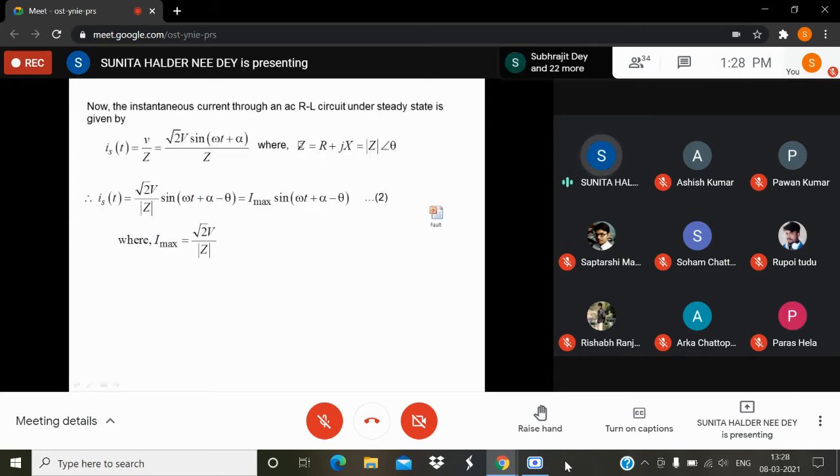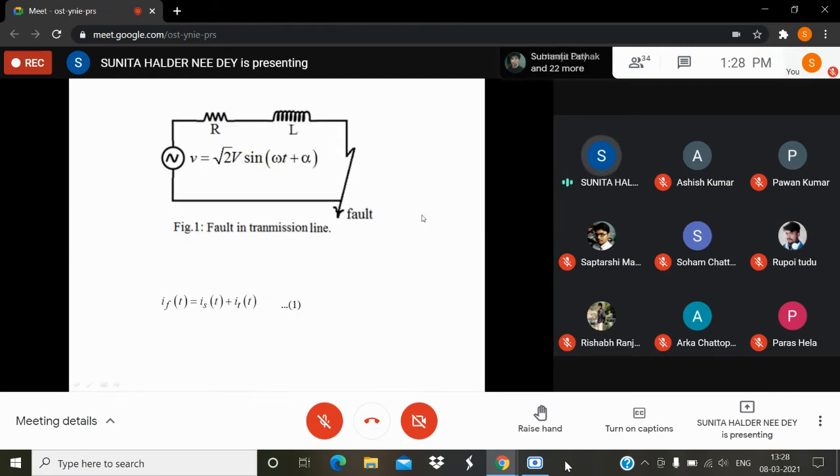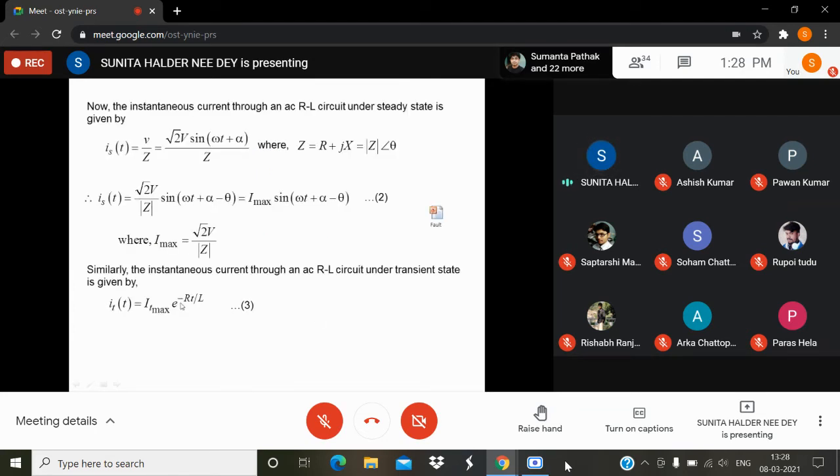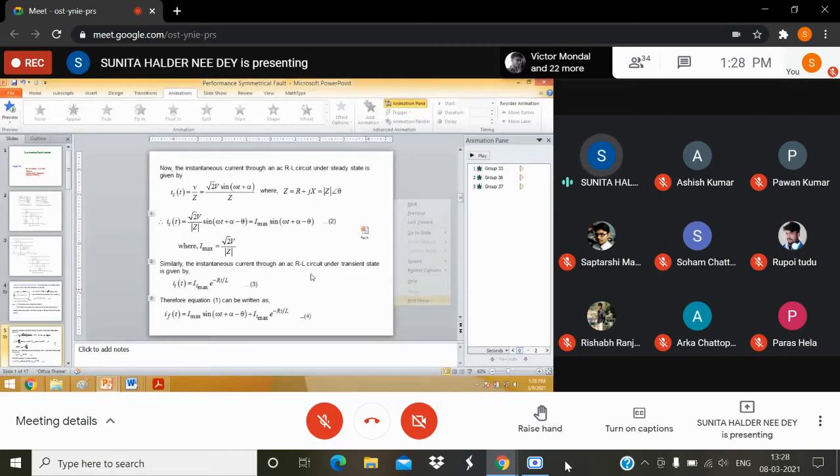Now, the instantaneous value of transient. What will be the transient current? Transient current is a series RL circuit. So transient current is obviously I into e to the power minus Rt by L. I shall come there later.